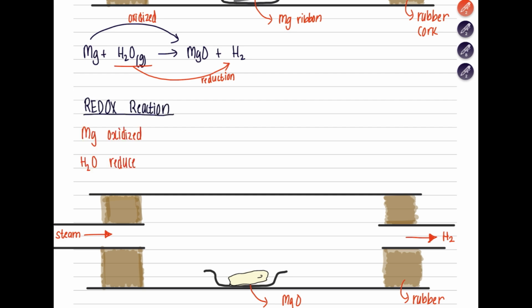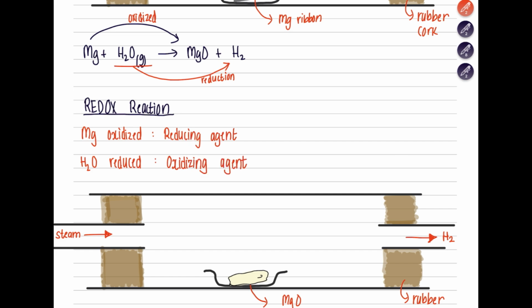Now, whenever a material oxidizes, it's called a reducing agent, because it helps the other material to reduce. And whenever a material reduces, it's called an oxidizing agent, because it helps the other material to oxidize.